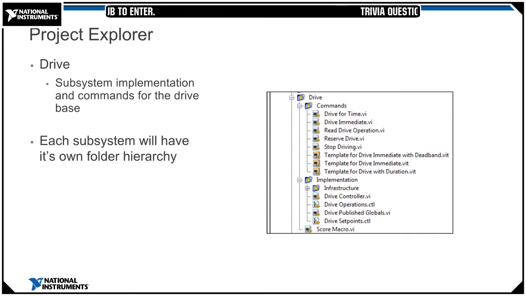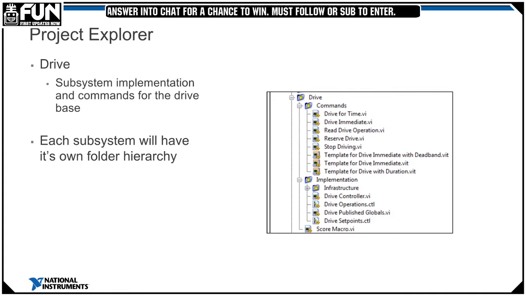And each subsystem is going to have its own folder hierarchy. Goodness gracious, I'm looking at the picture and not reading my slide. But yeah, the commands are going to be all of the VIs that are the actions you want your robot to take. And the implementation is sort of the support code and the back-end stuff, and your main controller VI, which we'll talk about more in a minute.